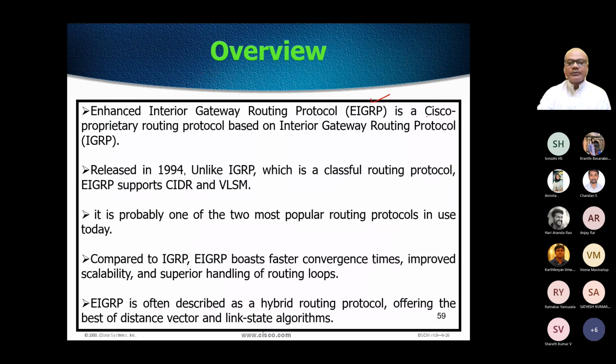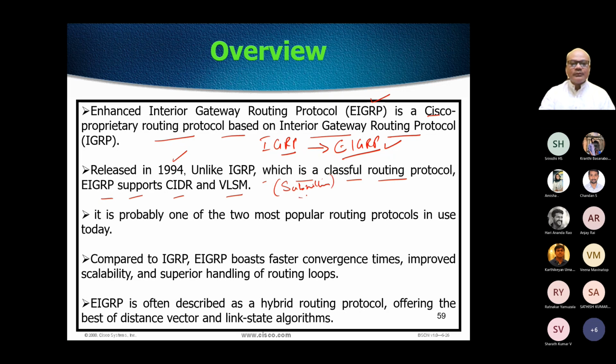As I told you, EIGRP was the Cisco proprietary routing protocol based on your Interior Gateway Routing Protocol. Previously it was IGRP, so now they have advanced it to EIGRP. Many organizations still use your EIGRP or OSPF, most of the organizations. It was released in 1994. Unlike IGRP, which was a classful routing protocol, EIGRP supports CIDR and VLSM, meaning it also supports your subnetting. It is one of the most popular routing protocols in use today, guys. Most use EIGRP or OSPF, and any one of these protocols they implement in their network infrastructure.